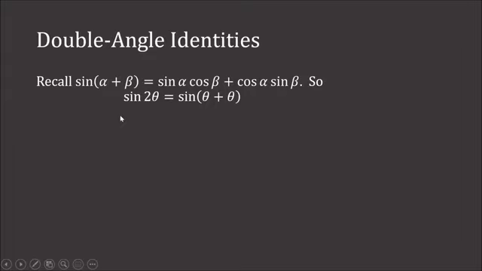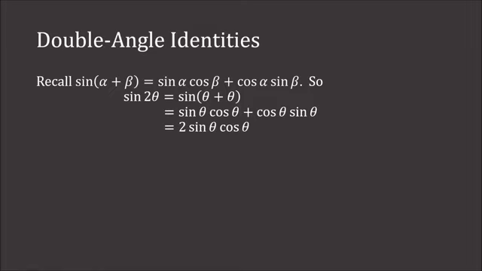This means that sine of 2 theta would be sine of theta plus theta. Then by the sum identity, that's sine of theta cosine of theta plus cosine of theta sine of theta. But since the order of multiplication doesn't matter, these two are the exact same term, so this is 2 sine theta cosine theta. So this is the double angle for sine.